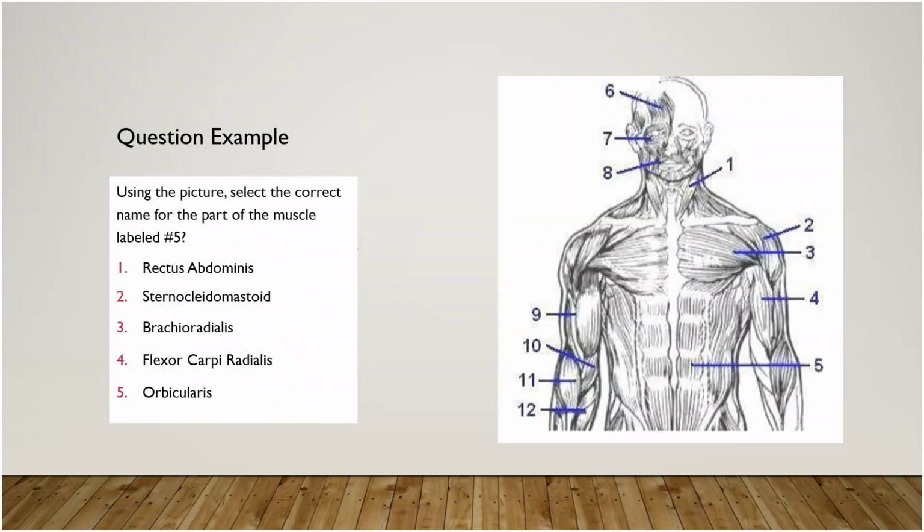An example of a question that you're going to see, and again, you've got several questions at the end just to help you practice for your certification, but this is one. It says, using this picture, you're going to select the correct name for the part of the muscle labeled number 5.